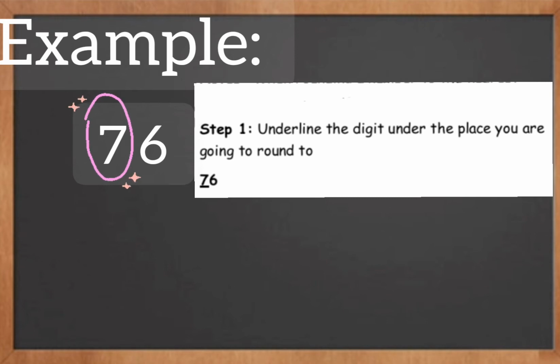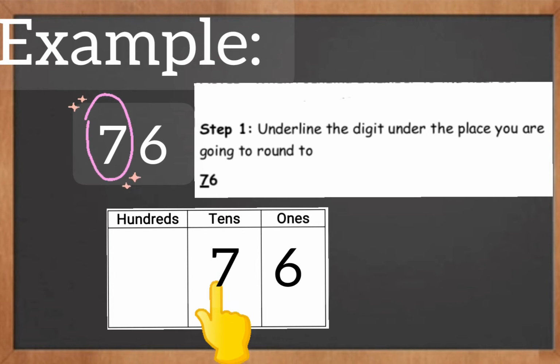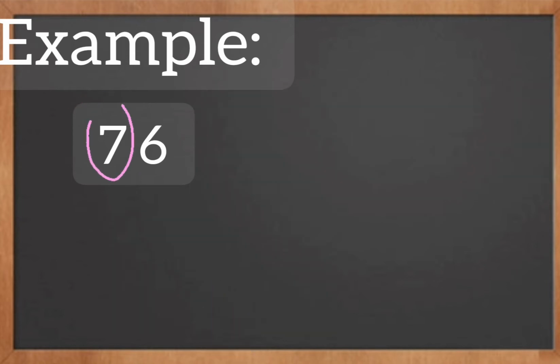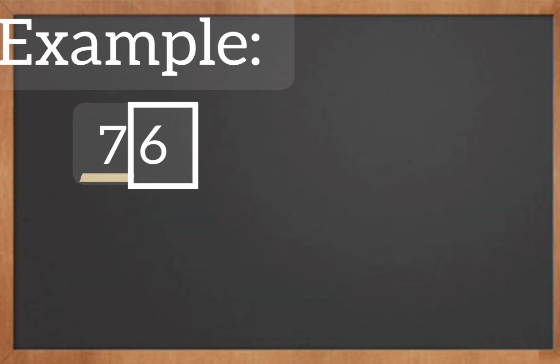Because if you put 76 in a place value table, you will see that 7 is on the tens place. And we want to round to the nearest tens. So we underline the number 7. Step 2. Draw a box around the digit to the right. So the digit to the right is on the ones place. So what number is that? Yes, it is 6. So now step 2, we do a box on the number 6.